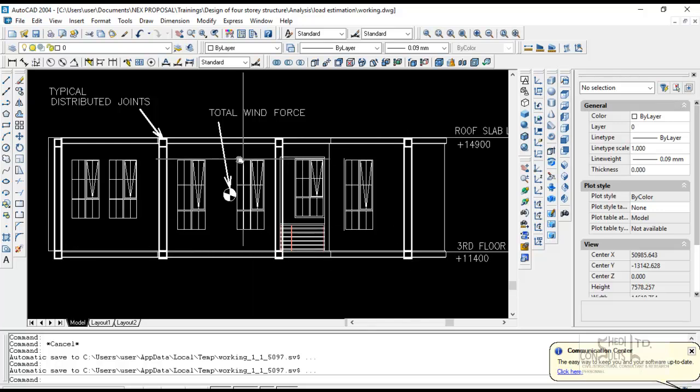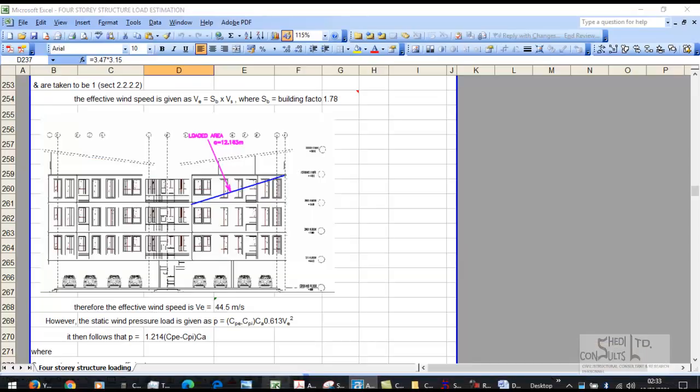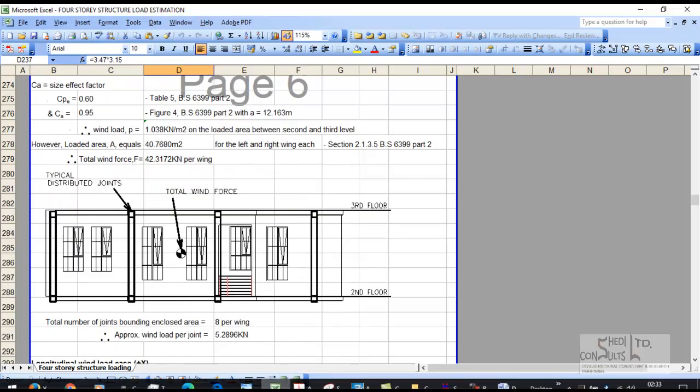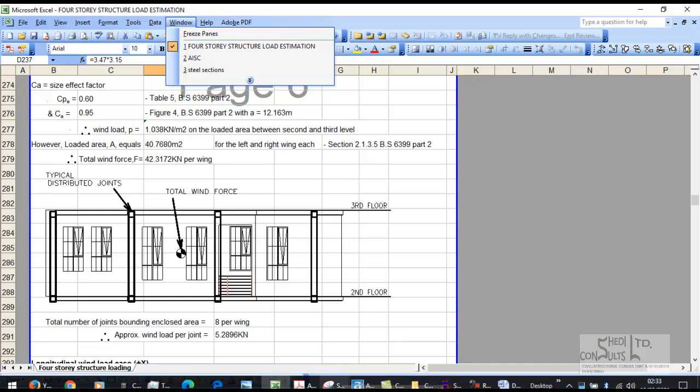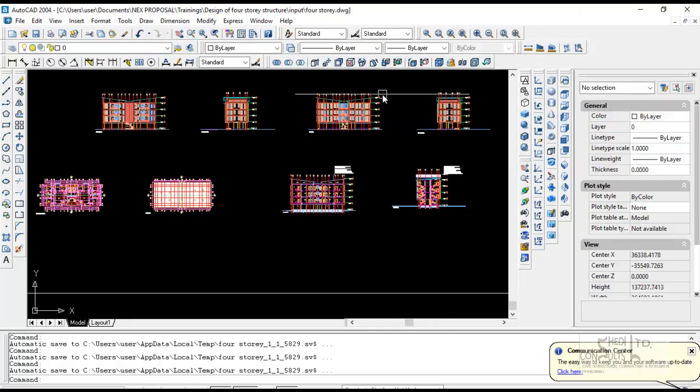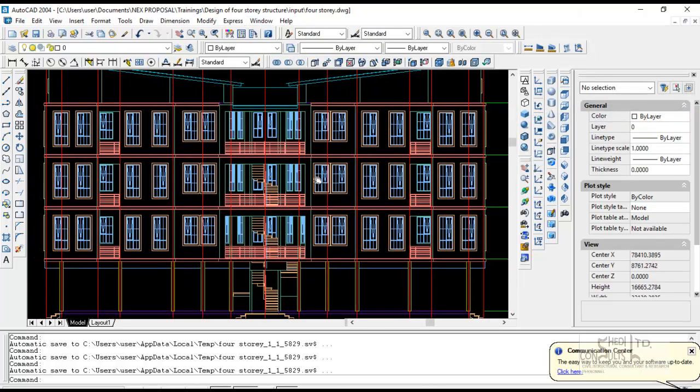We are assuming that these are distributed equally by dividing it by the number of joints. So we have done that in our calculation. We obtain the total force in each wing. So let's look at this very carefully. The structure has two wings. This is one wing and that's another wing there. So we calculated the total force in one wing. Whatever we calculate on these joints is what we're going to also apply on the other wing because of symmetry.